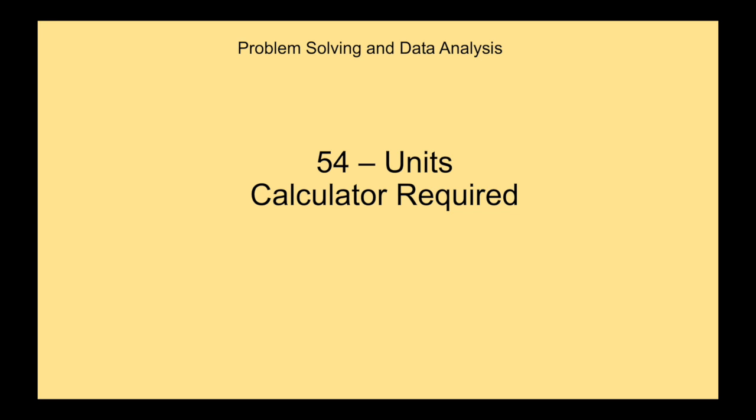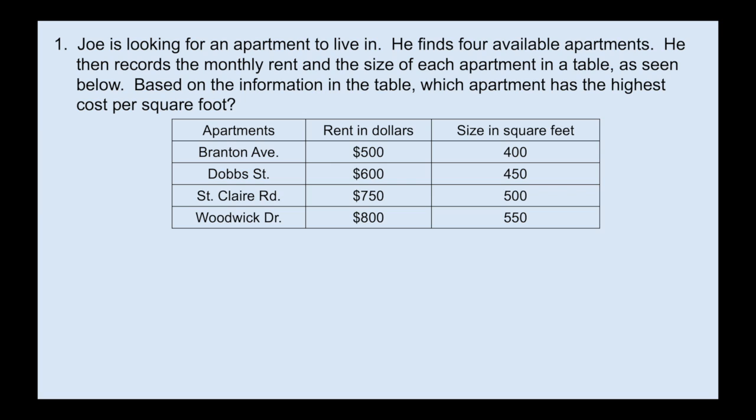In section 54, we will work with units. The use of the calculator is required for this section. Joe is looking for an apartment to live in. He finds 4 available apartments. He then records the monthly rent and the size of each apartment in a table as seen below. Based on the information in the table, which apartment has the highest cost per square foot?